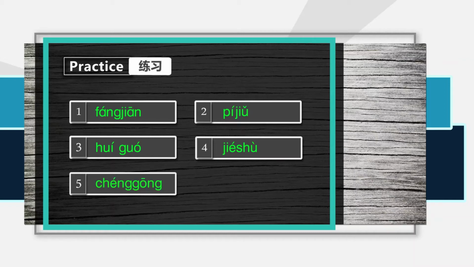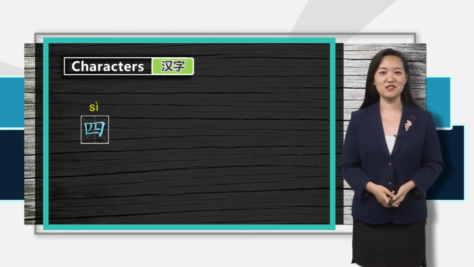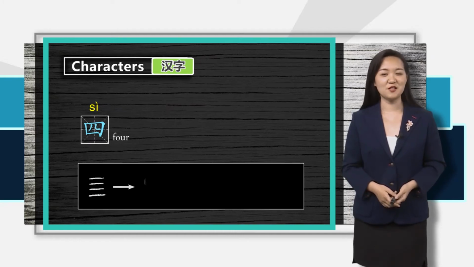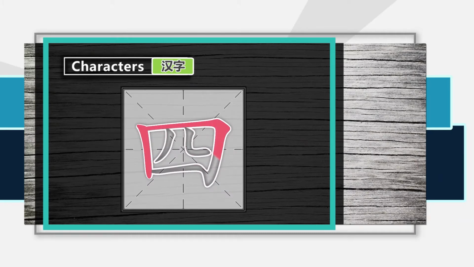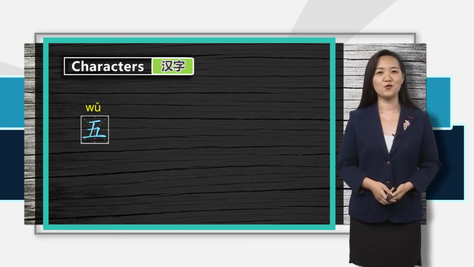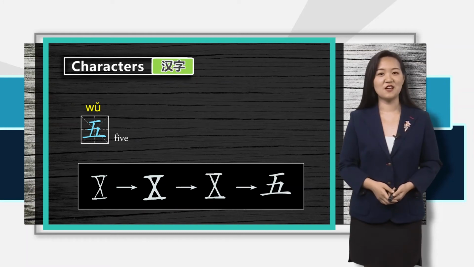Good job! So that's all for today's pronunciation part. Now let's move to the Chinese character part. 四 means 4. You can see the original form of 四 is basically 4 lines. 五 means 5. You can see that the original form of 五 looks very different from the modern style. It took thousands of years to be reshaped to the modern form.